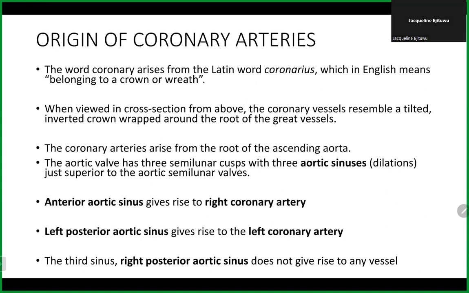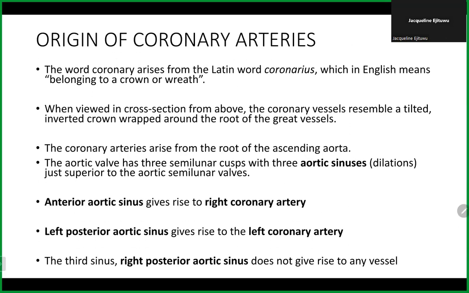So let's look at the origin of the coronary arteries. The word coronary arises from the Latin word coronarius, which means belonging to a crown. This is because when viewed in cross-sectional view from above, the coronary vessels resemble a tilted or inverted crown that is wrapped around the root of the great vessels. So the coronary arteries arise from the root of the ascending aorta.